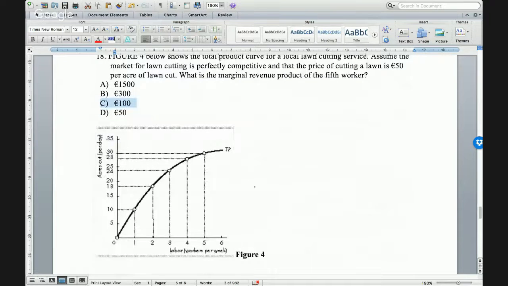Let me just ask it another way. What's the marginal revenue product of the second worker? Well, you just go from the first worker to second worker. So what's their output? The first worker's output is 10. The second worker's output is 18. So subtract those two, which is 8. And 8 times 50 is €400. So again, you can mess around with this and identify the extra or the marginal revenue product for each of these points.